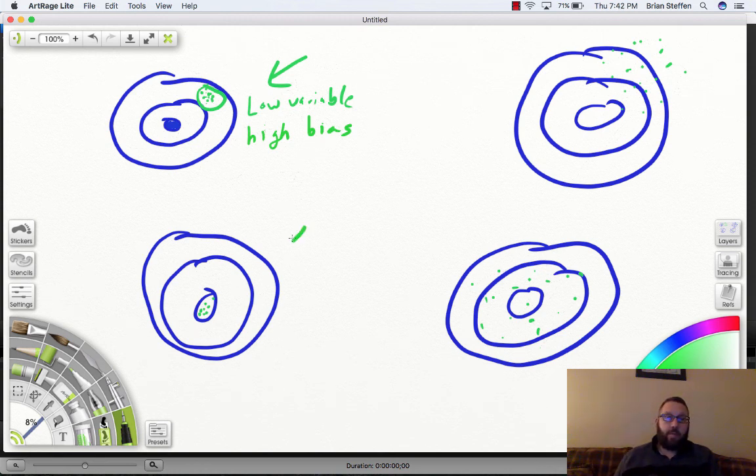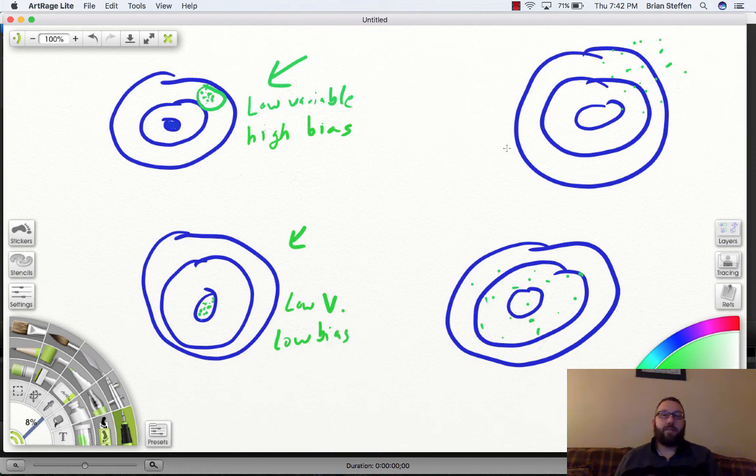Down here in the bottom left, I have a whole bunch of points right in the bullseye. Are they close to each other? Yes, so it's low variability. Are they very close to what they're supposed to be hitting? Yes, so it's said to be unbiased or low bias. If it's an unbiased estimator, that means it's a good estimator.